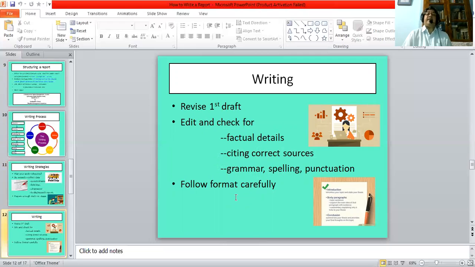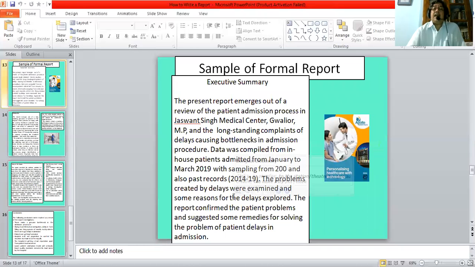Now revise the first draft, edit and check for the accuracy of the factual details, cite the correct sources, check the grammar, the spelling, punctuation, and other details of language, and follow the format very, very carefully. Now, I'm going to take up the sample of a formal report and explain to you how it is written. This will enable us to understand better the process of writing the report.